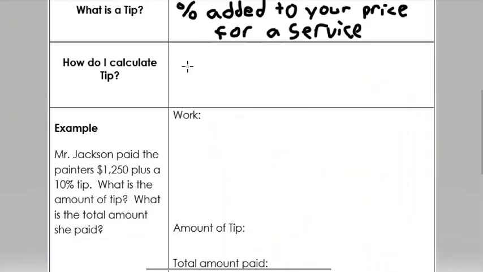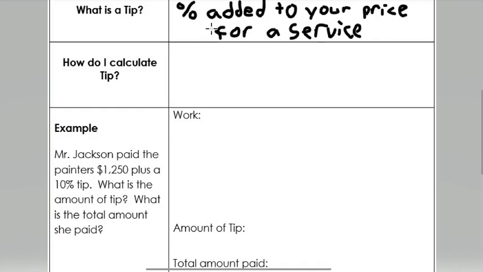All right, my next example is what is tip? Remember, tip is a percent added to your price for a service. So we tip waiters and waitresses. We could tip taxi drivers or Uber drivers. We can tip movers that move things from one house to another. We can tip anybody who does a service for us. If you go to a barber shop, you can tip your barber if you get a nice haircut, right? So that is what tip is.